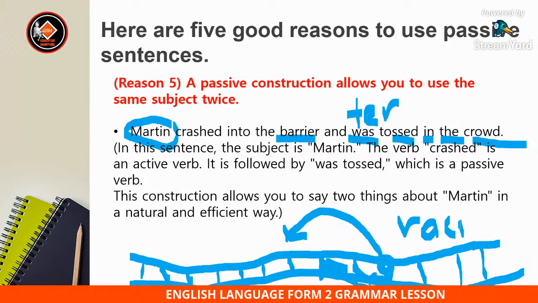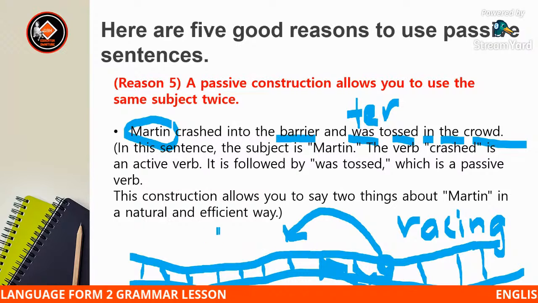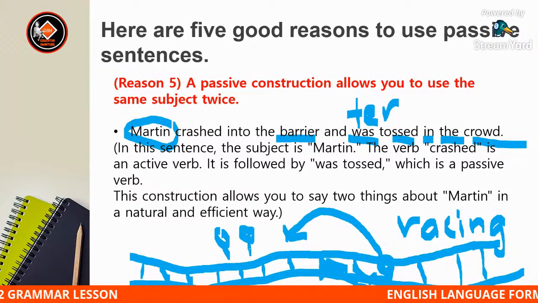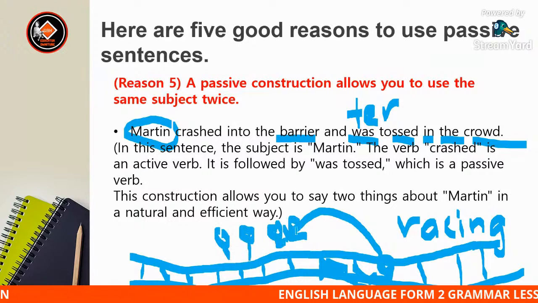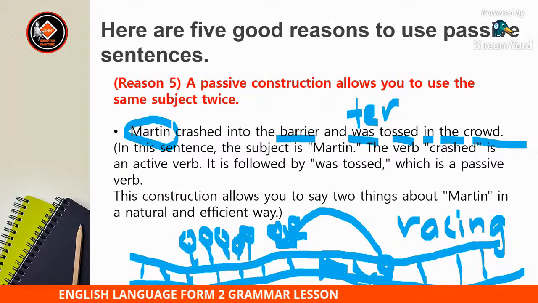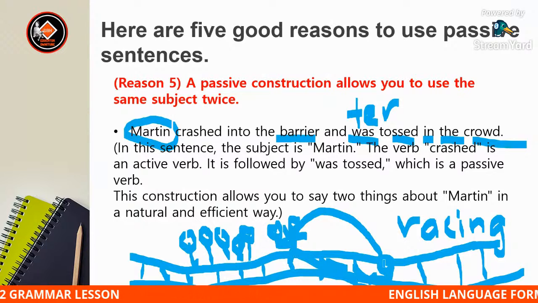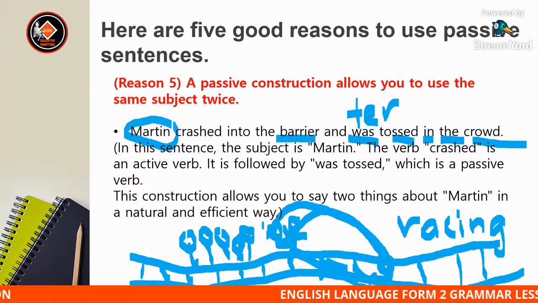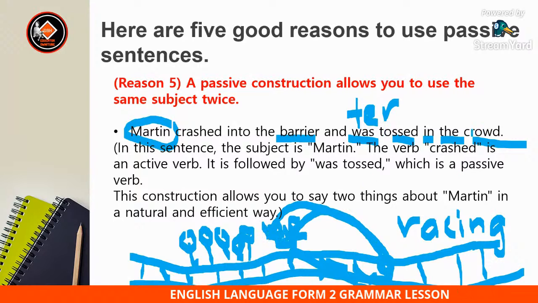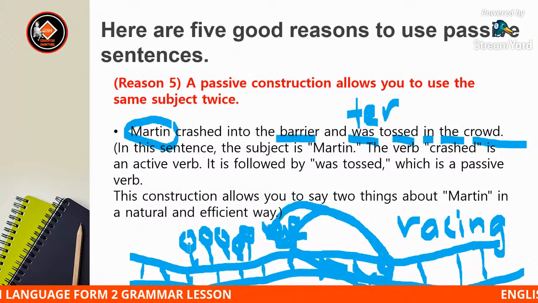So maybe there is a racing going on. Martin is in a racing competition. There are a lot of people here. This is called the crowd, orang ramai. So when he was racing, he knocked into the barrier, dia langgar ini, and then dia terpelanting. So dia terpelanting ke mana? He was tossed into the crowd. So dia terpelanting ke dalam orang ramai ini.